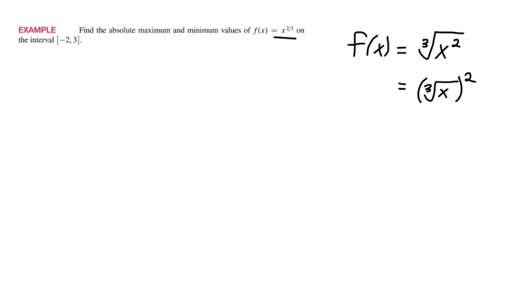Alright, let's take a look at one more example. Same concept, we're going to be finding our absolute max and mins. This time our function is x to the 2/3 power. So remember, when you have a rational exponent, you can rewrite it in radical form. A 2/3 exponent means that it's actually a cubed root, and we are squaring x, or you can square the cubed root because of the numerator on the 2/3.